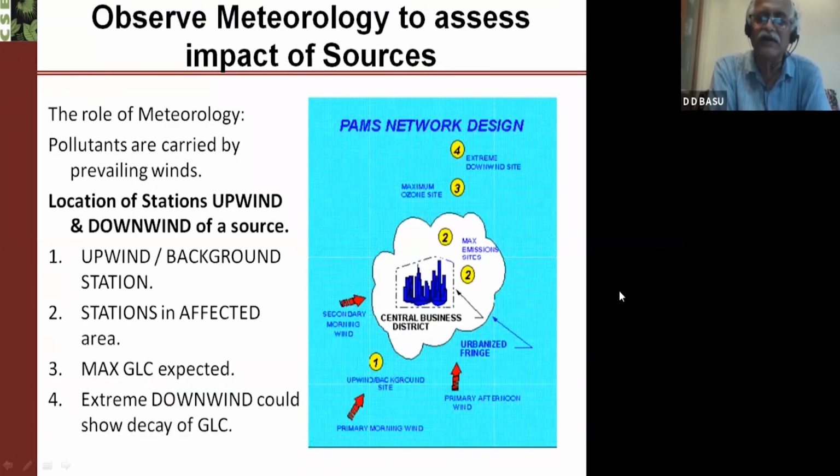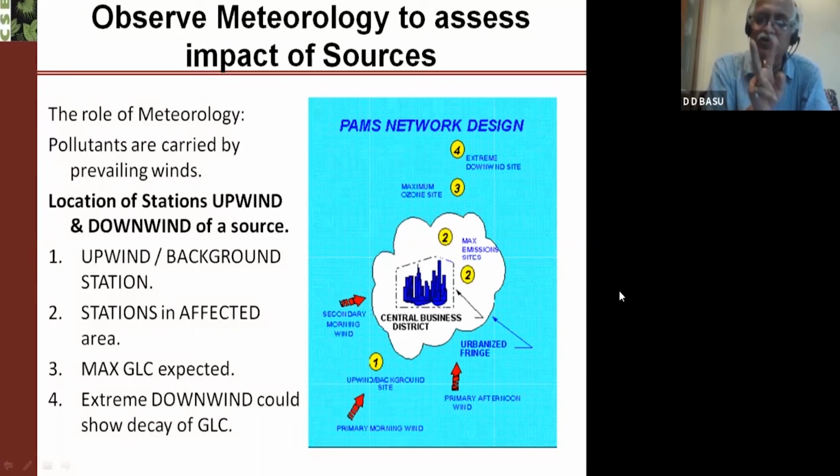Now, if we go to the monitoring network of these things, that is more defined. There is a central business district, and there are some kinds of air pollution activities there. And the air is moving in different directions. You have seen these things here because the arrows are coming from different directions. In that case, the upwind and background station is definitely the one. 2 is the station in affected areas where the impact of the central business area is there. And 3 is the maximum GLC.